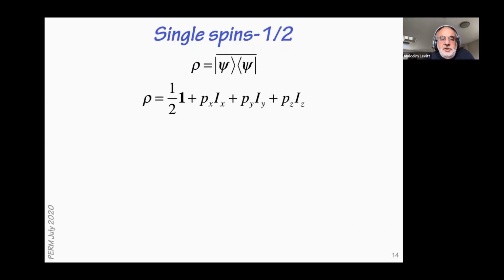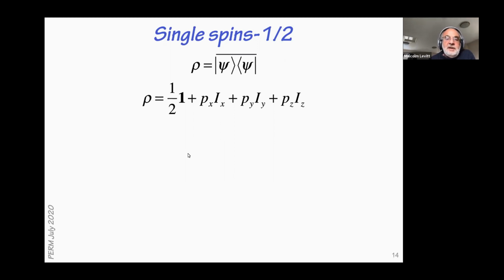So we know this very well actually for single spins one-half. If we just have isolated spins one-half, the three operators we're talking about could be called the polarizations along the X, Y, and Z axes. So the number Px then multiplies the operator Ix, which in this case is the polarization operator along the X-axis.